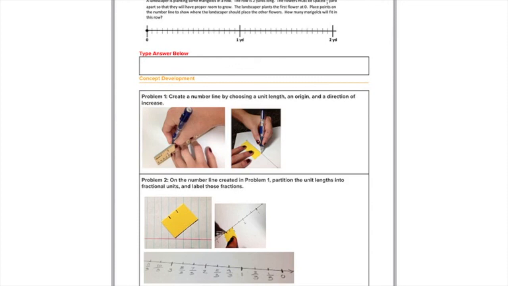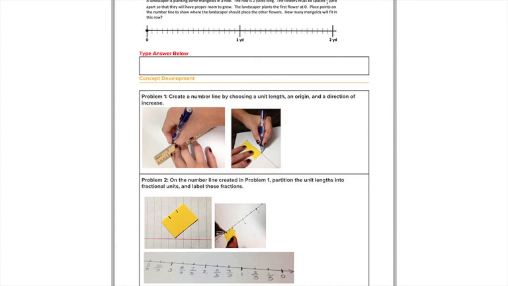The landscaper plants the first flower at 0. Place points on the number line to show where the landscaper should place the other flowers. How many marigolds will fit in this row? So I know the row is 2 yards long. So how many will fit in that 2 yards? Now, if you're able to write on your screen to edit this, you can edit it. Otherwise, draw this number line on your piece of paper, if that helps, making sure to have the correct amount of tick marks.